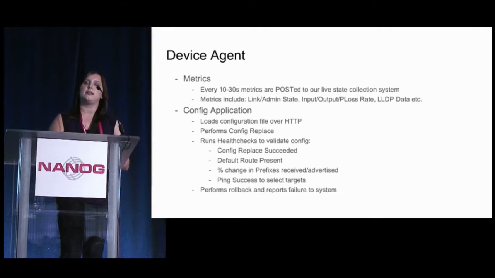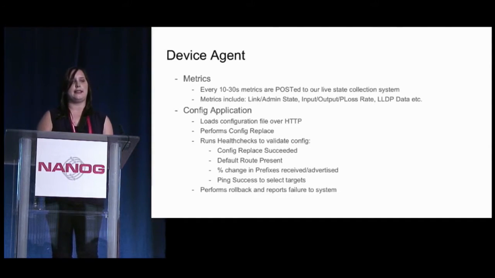When our system has released a config to be loaded, the switch can reach out to a location and load that configuration file over HTTP. The agent then performs the config replace and runs health checks to validate that the config was applied as expected. Those health checks include the actual success of the config replace, that it didn't throw any errors when trying to apply the config, validating that we have our default route and that we haven't seen too drastic a change in prefixes received and advertised, as well as some ping checks. And there are additional health checks, it's just a sampling.